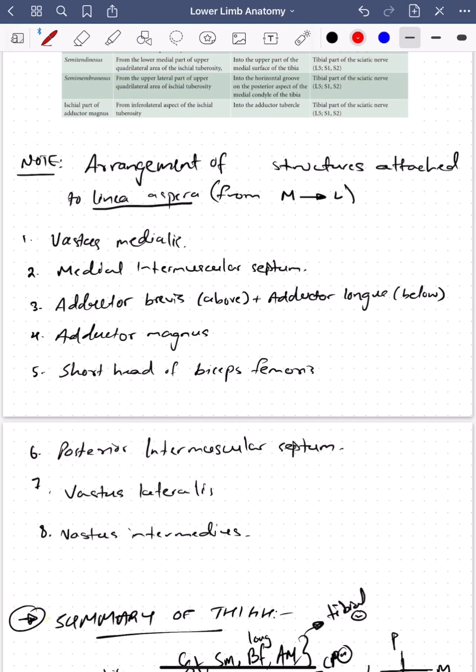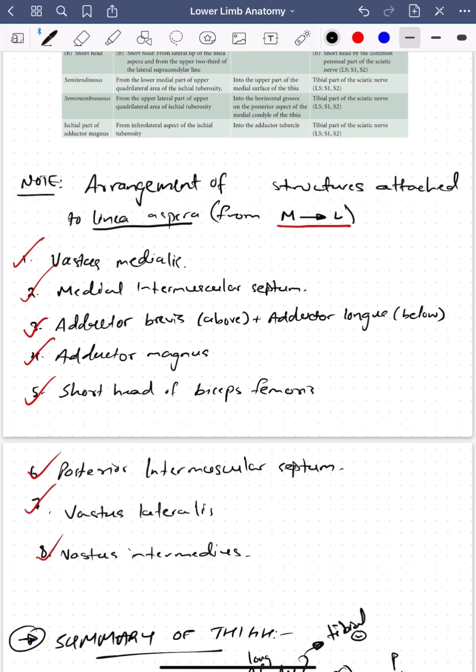Now from medial to lateral we have 8 structures. I'll just go through the names now, and I'll give you a hint on how you can remember these. So we have the vastus medialis, the medial intermuscular septum, which is basically the structure that separates the compartments. Next we have the adductor brevis and the adductor longus. Number 4, the adductor magnus. 5, the short head of biceps femoris. 6, the posterior intermuscular septum. 7, the vastus lateralis. And 8, the vastus intermedius.